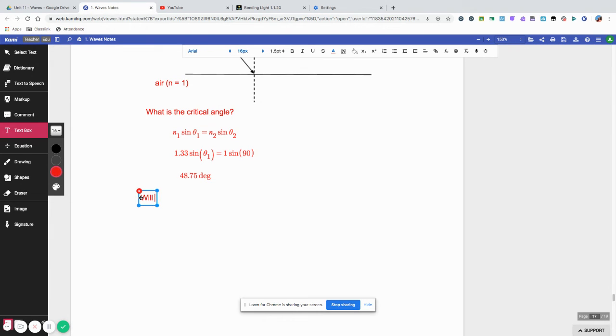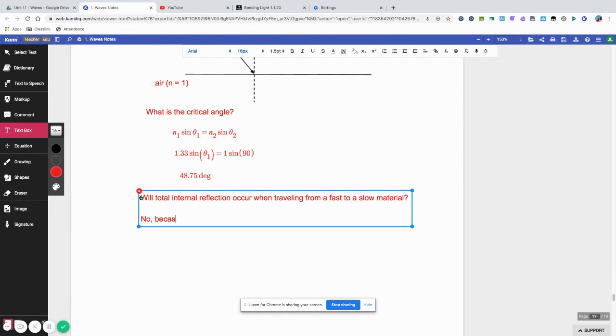Will total internal reflection occur when traveling from a fast to a slow material? The answer is no, because the angle of refraction is less than the angle of incidence. So it will never reach 90 degrees.